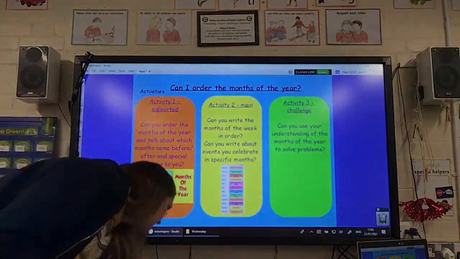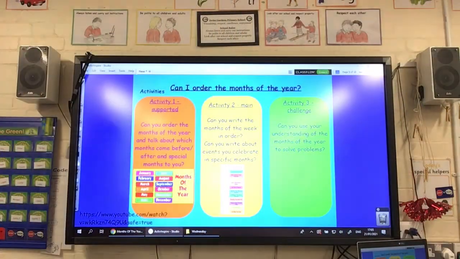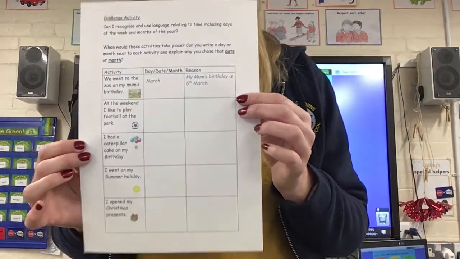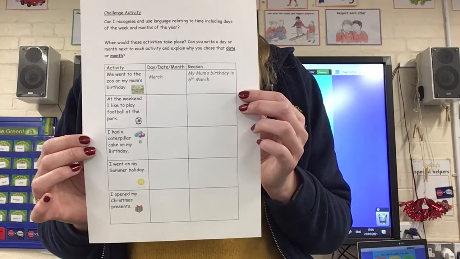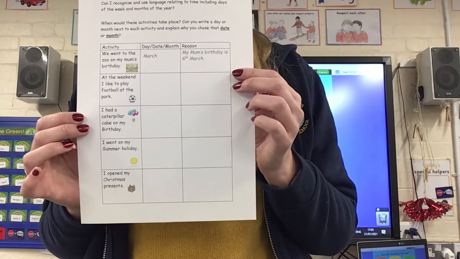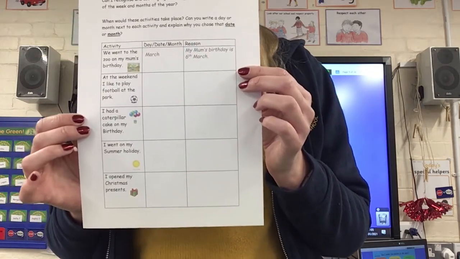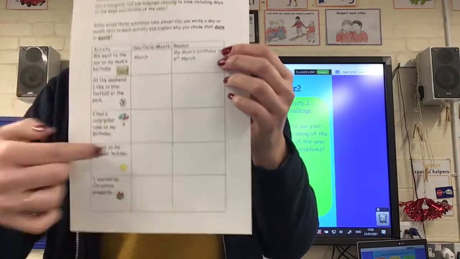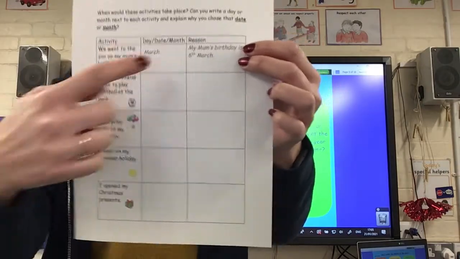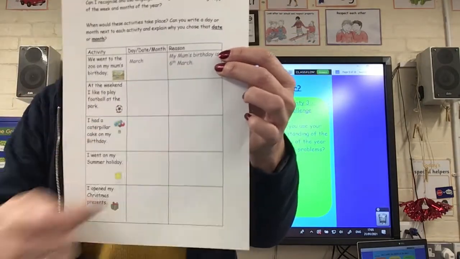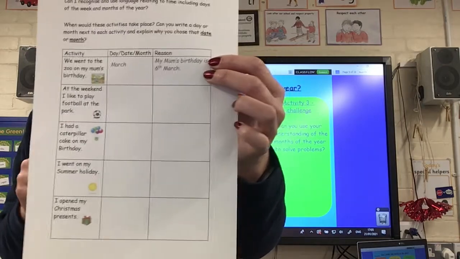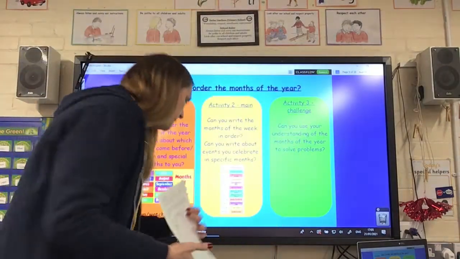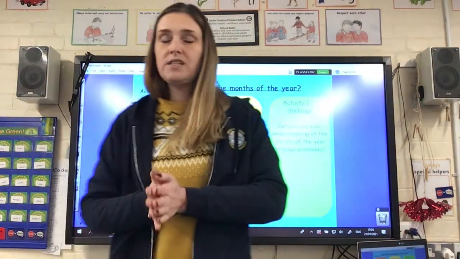Okay, and finally, the challenge activity today is to have a go at some more problem solving. So again, you need to work out whether you do this in a day or whether you could put a date to it or whether it's for the whole month. It happens in a month. So reading the questions and then deciding and then putting your reason. If you're finding it quite hard or tricky to write your reason, maybe you can just tell your reason. Okay, so they are your activities for today.